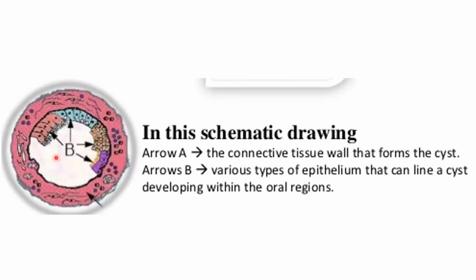Again, another picture showing the same: the cystic cavity or the cystic lumen, epithelial lining, and the connective tissue wall or connective tissue capsule. So this picture is basically depicting that the epithelial lining can be of so many different types. So it can be stratified squamous epithelium, or it could be pseudostratified ciliated columnar epithelium, especially in association with the maxillary sinus. Or it could just be a few layers of squamous epithelial cells.